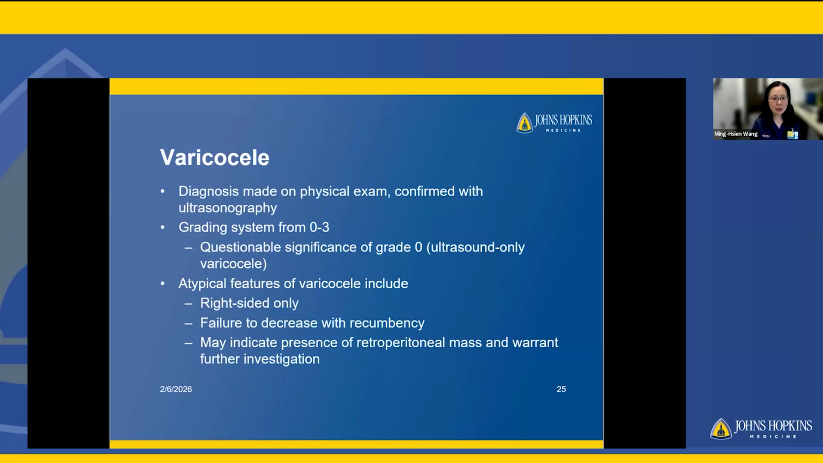So again, the diagnosis is usually made on physical exam, and usually by the time the kids come to me, they already had an ultrasound that shows that these are just big veins. It's not a tumor, which is reassuring. And we do have a grading system in urology. We grade them from 0 to 3. I don't think anybody cares about 0 because these patients can't see it, and it only happens during the ultrasound when the technician is asking the patient to Valsalva. Other than that, nothing concerning.